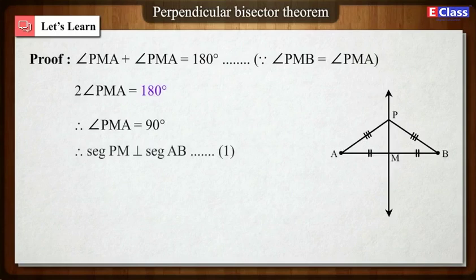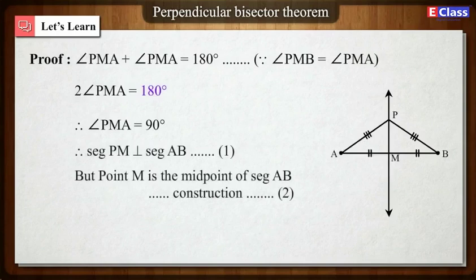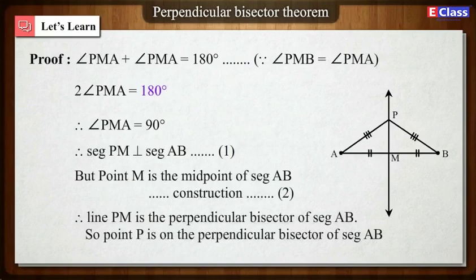Let us mark it as 1. But point M is the midpoint of segment AB by construction. Let us mark it as 2. Therefore, line PM is the perpendicular bisector of segment AB. So point P is on the perpendicular bisector of segment AB.